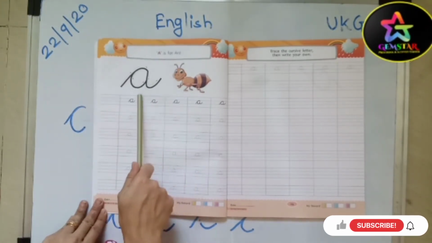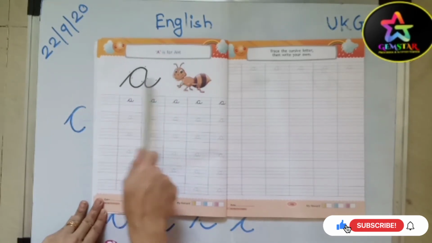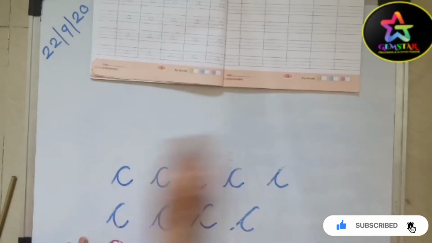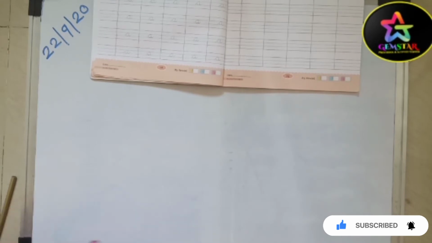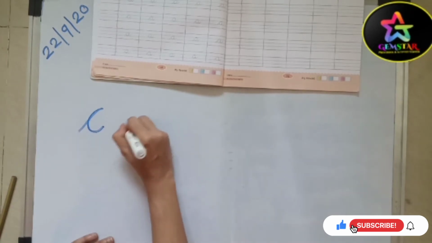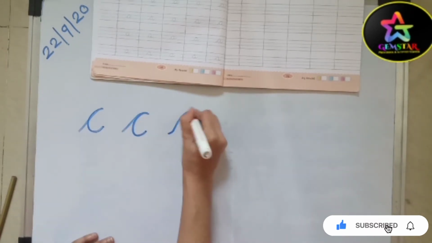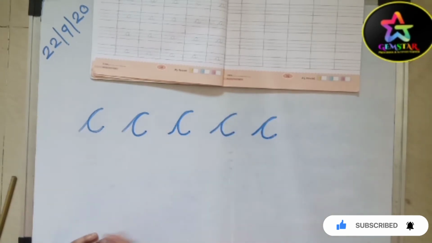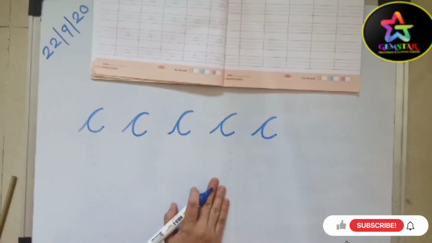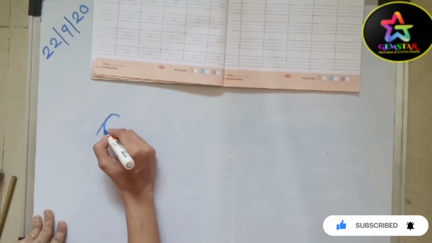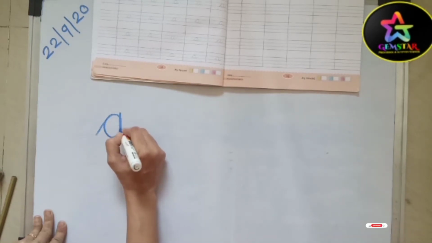Page number 8. You need to draw A. A for ant. So how to draw A? The way you draw C. C like that. Line, then a curve. Okay, like that, you have to draw a C. So like that, we are going to draw A. Line, then a C. You write C for, and then draw this.